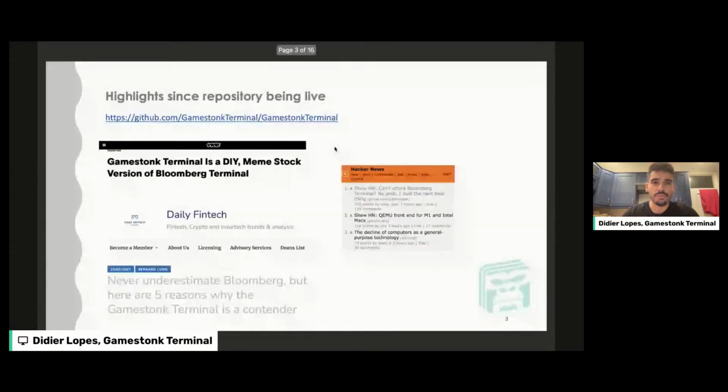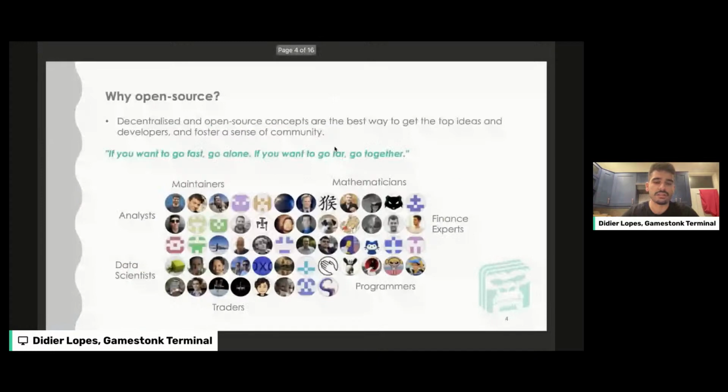Since the repository went live, we were featured by Vice Magazine, also Daily FinTech, and a number of other finance newspapers. We ranked number 1 on Hacker News and rank 1 on GitHub for some time as well, just due to the amount of stars we had.